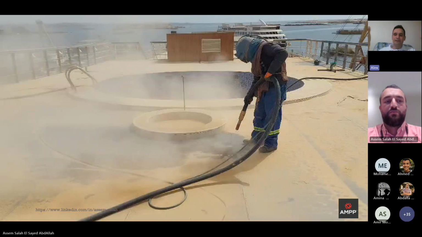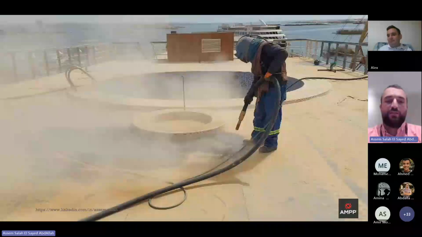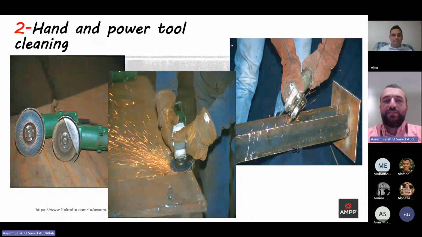Yes, for the marine industry. But for example, if we talk about the automotive industry, you will not be using blasting, only for small parts. Only in some cases you cannot use this technique. Absolutely right. The second type of surface preparation, and the most common also, is the hand and power tooling.